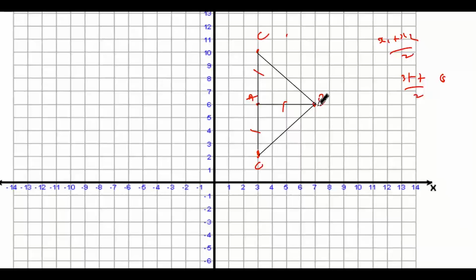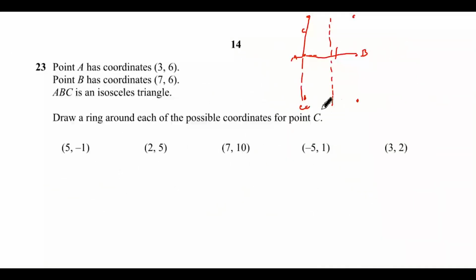Let's count 4 upward: 1, 2, 3, 4. So from here, point C will be here, and this will be the base. You can also count it downward: 1, 2, 3, 4. So point C will be here, and this will serve as the base. So you have many ways of forming the isosceles triangle. It depends on the one you are given.